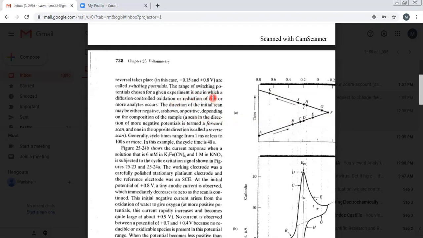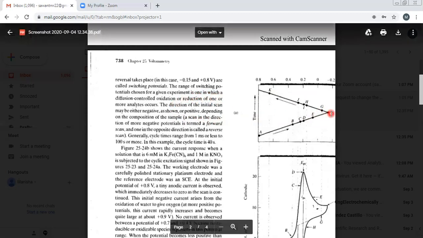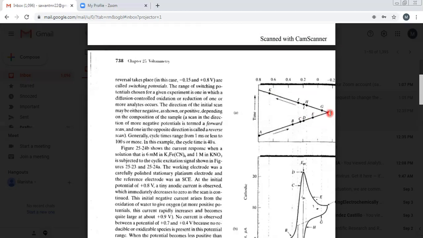Okay, and that will depend upon the experimental conditions. What do the experimental conditions depend on, and where did that 0.15 volt come from? That will depend upon the analyte selected in the experiment. The oxidation and reduction range of that analyte will decide the particular magnitude of switching potential selected. The direction of the initial scan may be either negative as shown or positive depending on the composition of the sample. Okay, what is meant by negative and positive we talked about in the previous lecture.